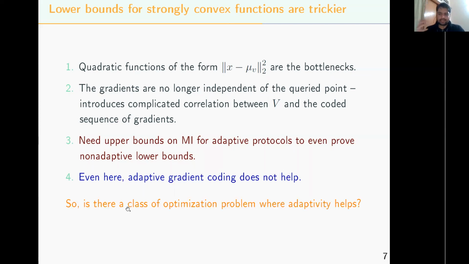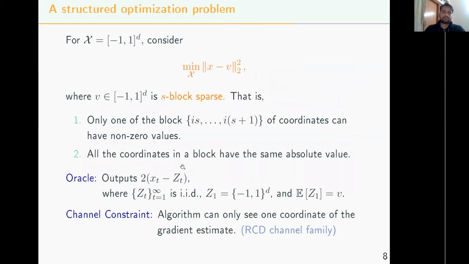So is there actually a class of optimization problems where adaptivity helps? It turns out there is. And here's one such example. My domain will be a hypercube centered at 0, and I'm trying to minimize a simple L2 minimization problem where the function is parameterized by this parameter V, which is what we call S block sparse. So think of a d-dimensional vector.